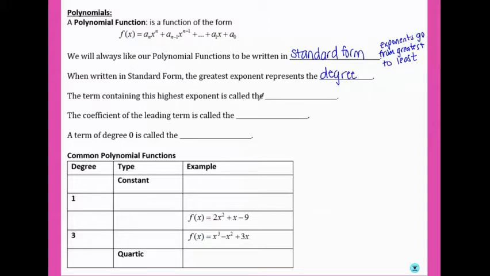The term containing the highest exponent, because it's at the beginning when it's in standard form, is called the leading term. The coefficient of the leading term, which will be the number in front of the x with the highest exponent, is called the leading coefficient. And the term of degree 0, meaning that there is no x, is called the constant.